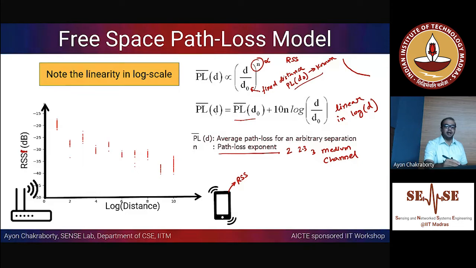From this PL at d, how do you get the received RSSI, or the received signal strength? The transmit power, right? This is the power of transmission minus the path loss. You know this much you have already lost. So this is your received signal strength, or power received at a distance d.